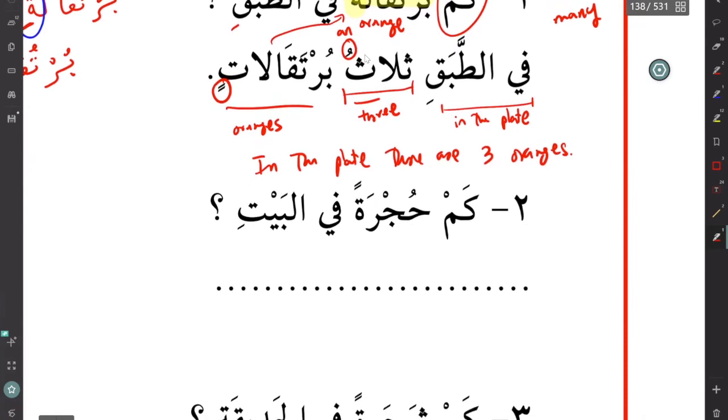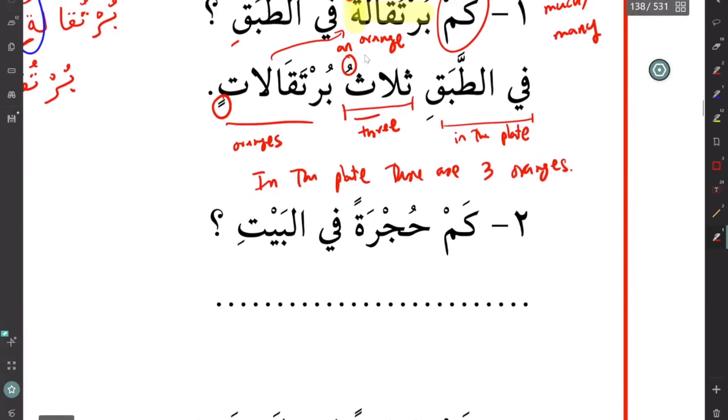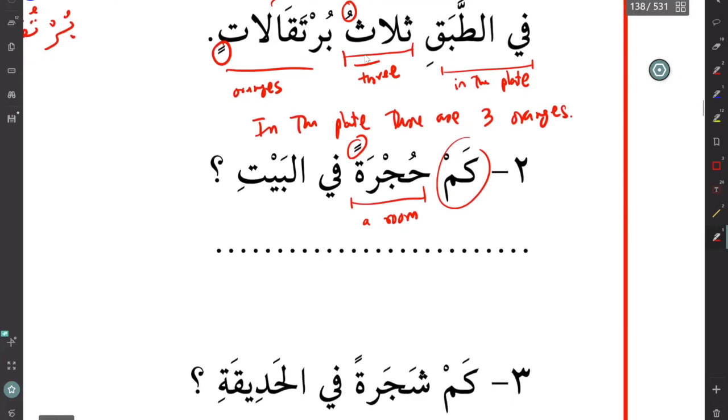Now it's asking kam hujratan fil bayti. Same rule. We have kam, how many? Hujratan, we have the fatha, and hujra is singular, meaning a room. So all of these conditions you have to make sure you understand. Kam hujratan fil bayti, in the house. So how do you answer? When you're answering this kind of question, how many of something in somewhere, or on somewhere, you usually start with the location or the place. So here we say fil bayti first. You say fil bayti.